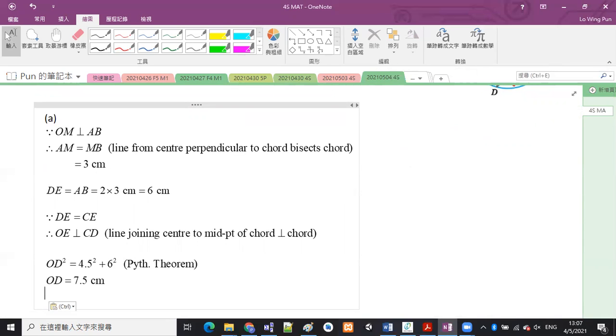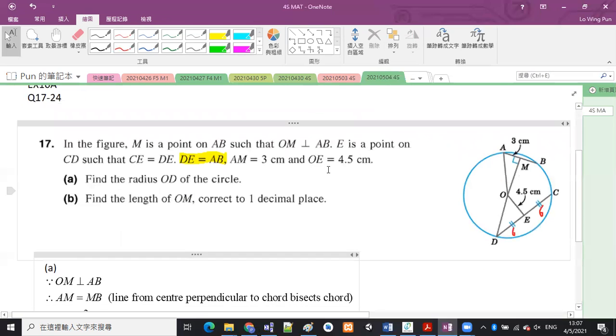Then part B. To find the length of OM. But that is easy, because OM belongs to triangle OAM, which is a right angle triangle. And now we have the length of the radius OA being equal to OD. Then we can use the Pythagoras theorem in triangle OAM to find the length of OM directly.